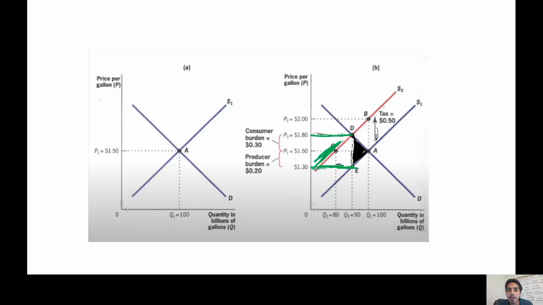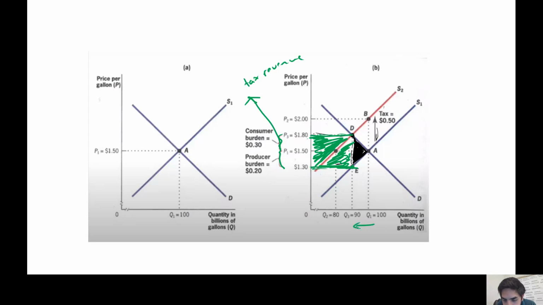So it doesn't matter that we say, hey, we're going to tax these gasoline companies a per unit tax. What we end up getting is this shaded area, this tax revenue, and the burden of the tax is not borne just by producers. This green area represents the tax revenue that we're going to get.